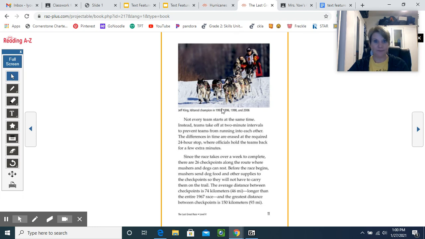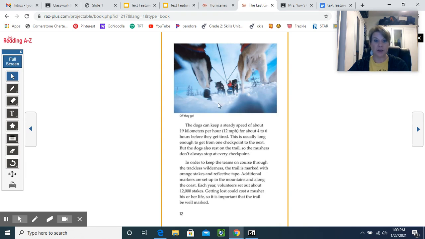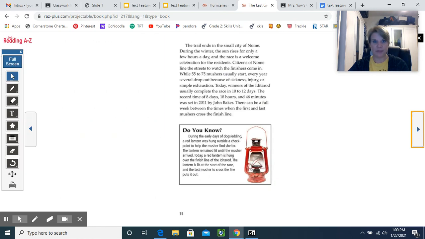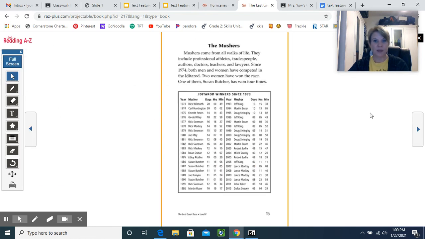Okay, here is a photograph and a caption. Another photograph and another caption. Another photograph and another caption. That's the good thing about nonfiction books is you're going to see lots of photographs. And here's another bold word, so that should probably be in the glossary. Here's another sidebar with another bonus fact.